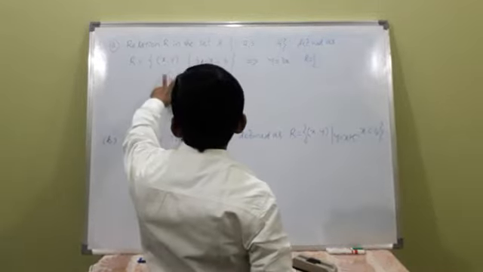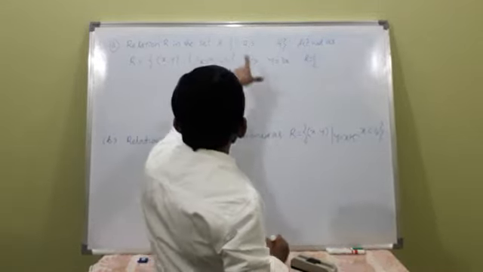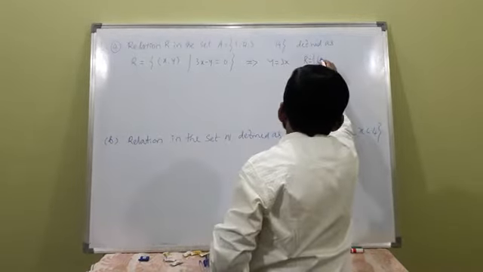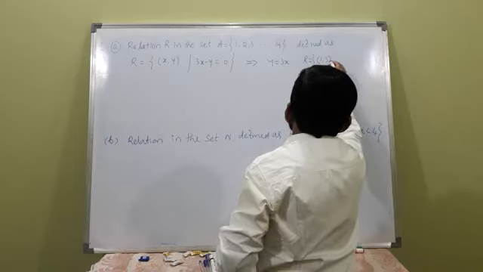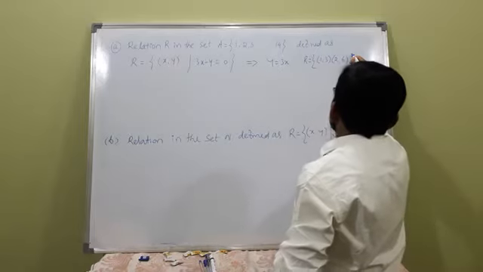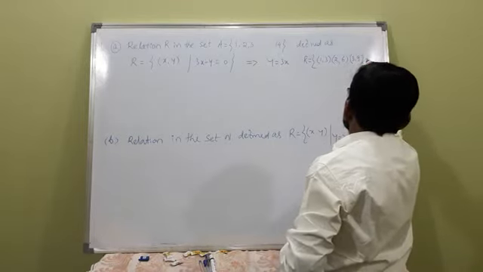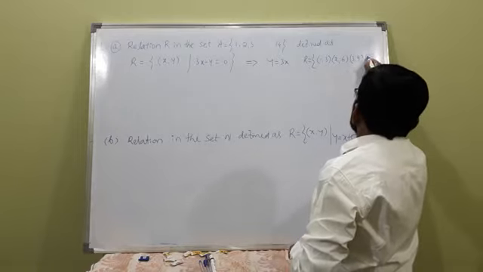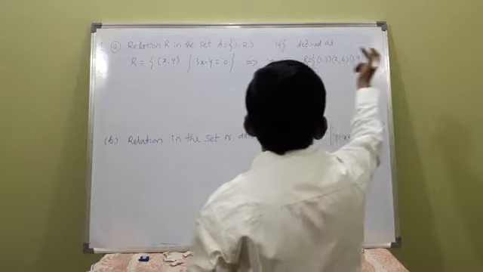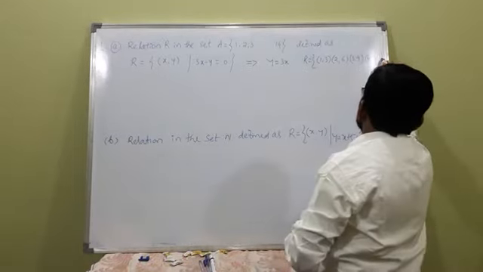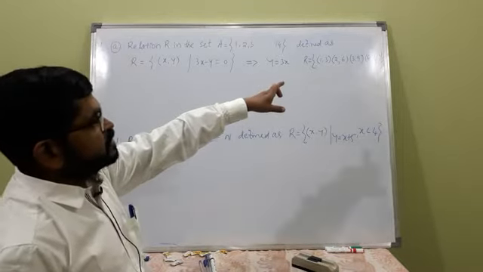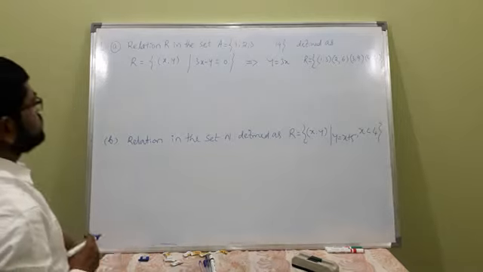from this set A, when x is equal to 1, y is 3. When x is equal to 2, y is 6. When x is equal to 3, y is 9. When x is equal to 4, y is 12. When x is equal to 5, that is 15, but 15 is not there, only up to 14. So (1,3), (2,6), (3,9) and (4,12).